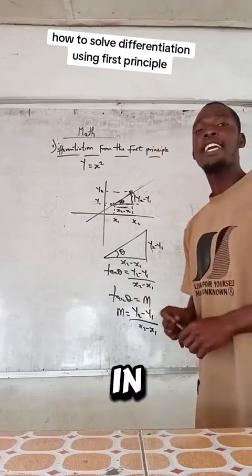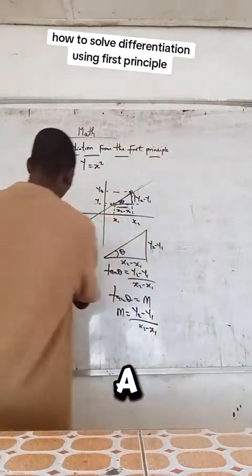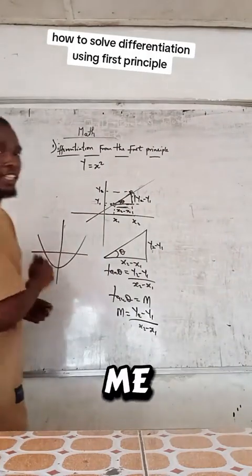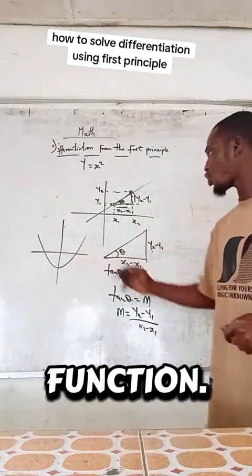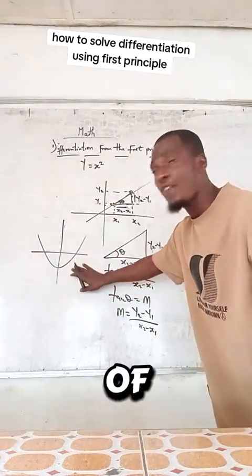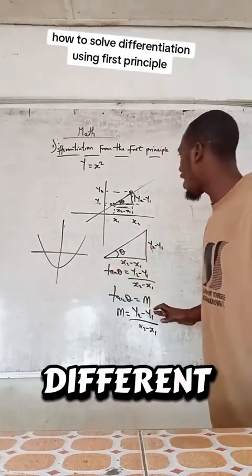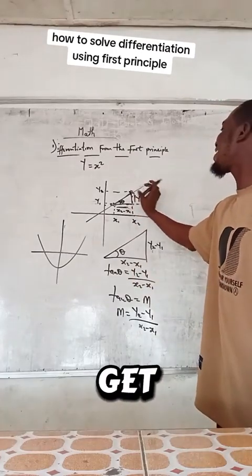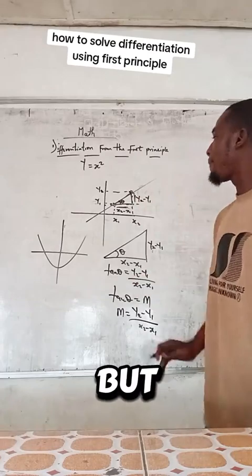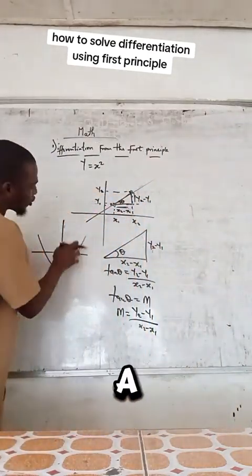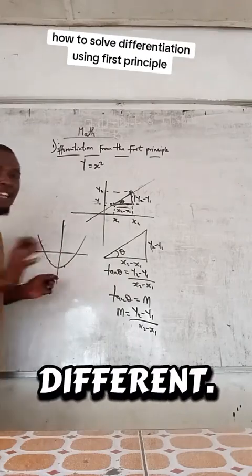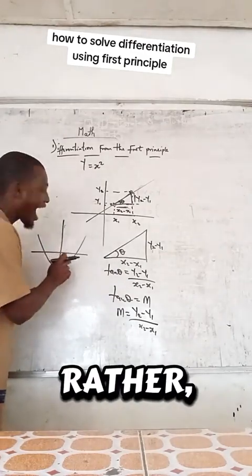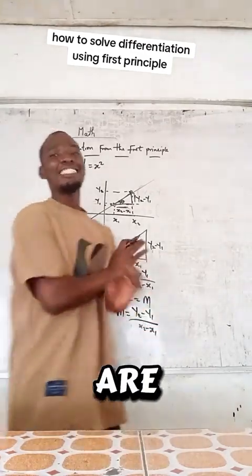But the reverse is the case for a curve. In a curve, like let me say a quadratic function given to me in this part, the slope of a curve is different from the slope of a line. For me to get the slope of a line, I can get it at any point. But the slope of a curve at every point is different.